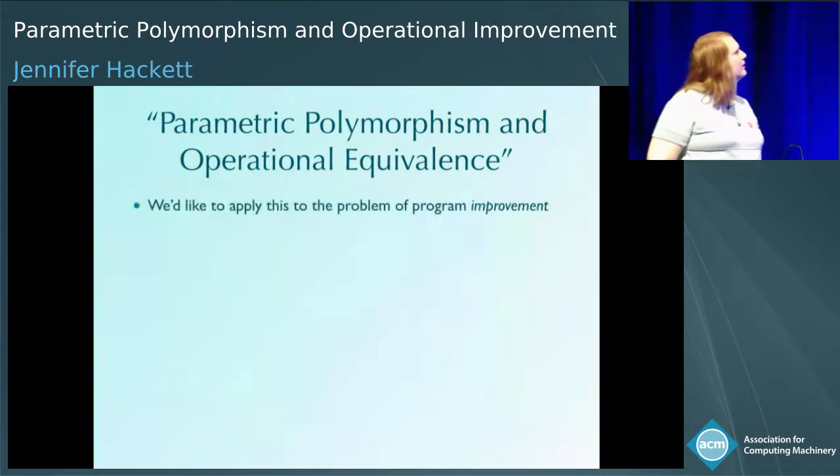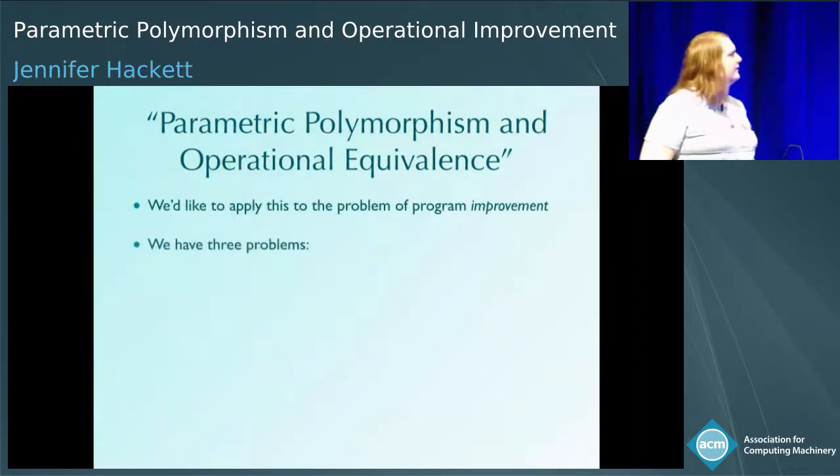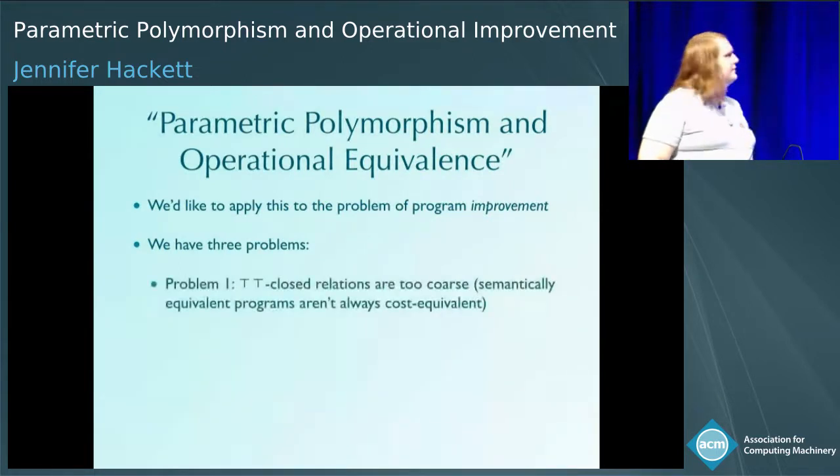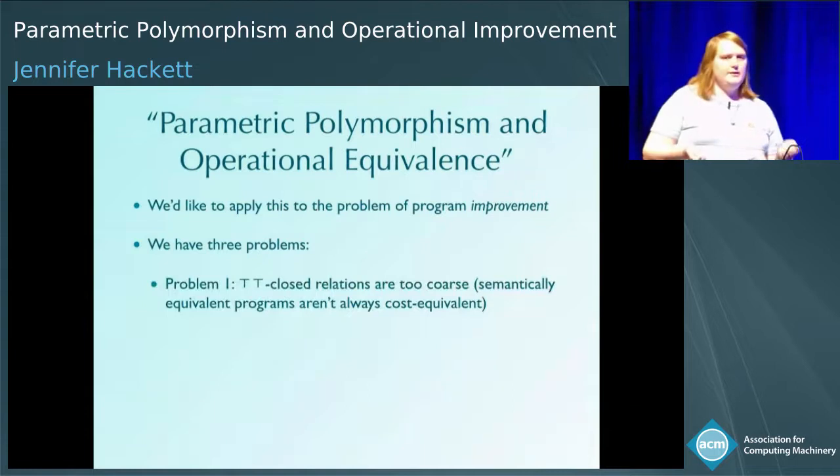So how do we do this with improvement? Well, we've got three main problems here. Firstly, these relations are a bit too coarse, because like I said, they respect program equivalence, but there are lots of ways you can write two equivalent programs that have very different behavior when you consider efficiency. Like if you have list appends, it matters which way around you associate the list appends, even though from an equivalence perspective, you end up with the same result at the end.